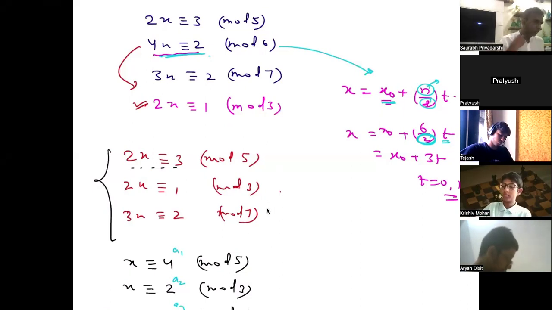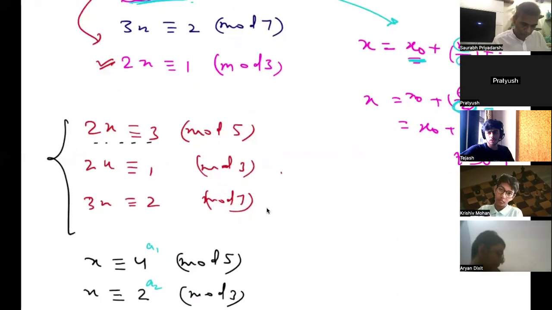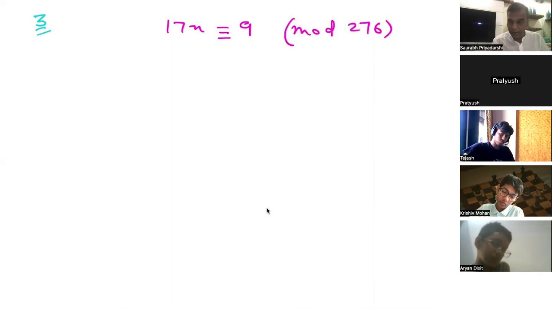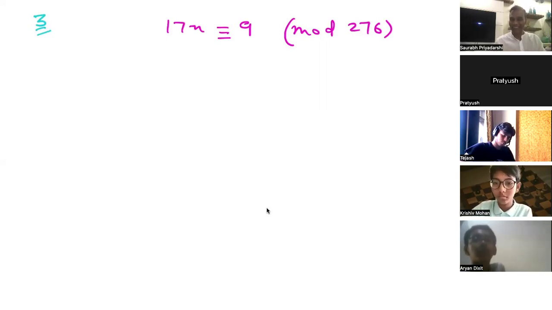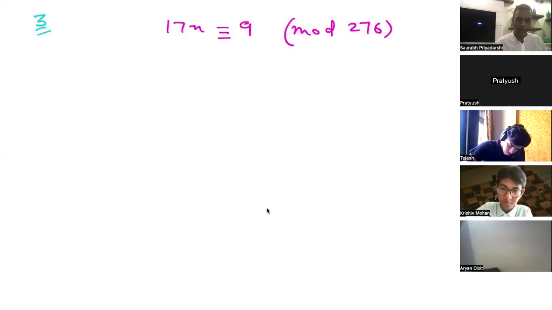Next one. Again, see, you'll get variety on this, right? That's very important. The third variety on this is 17x congruent to 9 mod 276. Competitive, this is the question you will get in competition. Now, they will not ask you to apply CRT. They will give you the question in this form. You have to think, okay, here we can apply CRT. How? That you have to think, right? Take your time.